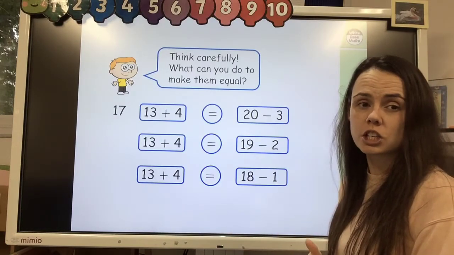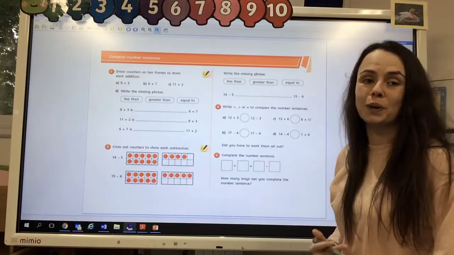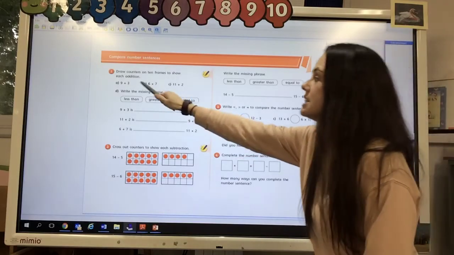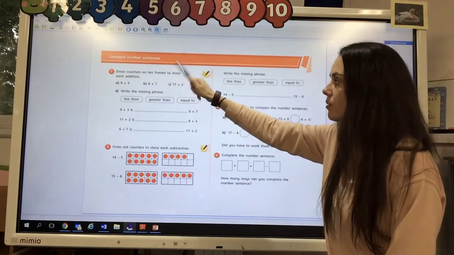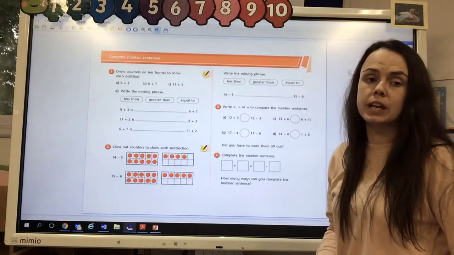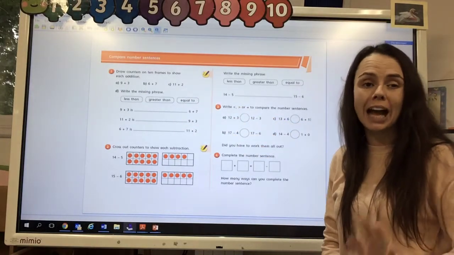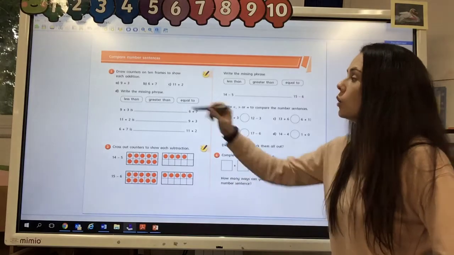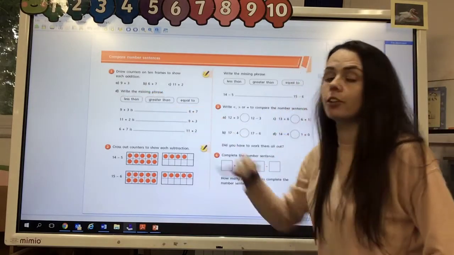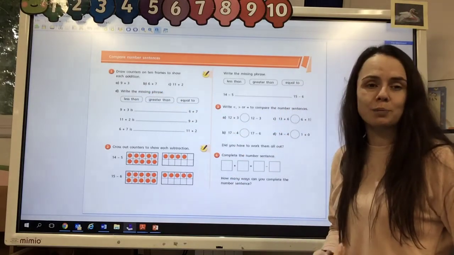Let's try our worksheet and see if that's any trickier. Okay, here's today's worksheet, year 1, and it says draw counters on 10 frames to show each addition. Now you haven't got counters at home, but you have got Numicon. So I would like you to show me 9 add 3 using your Numicon. I'm going to get mine as well.